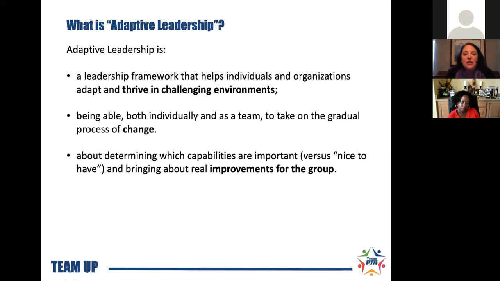So I've intentionally bolded some of the phrases here on the slides, and I'd like for you to think about whether or not the ideas of thriving in challenging environments, change, and improvements for the group seem like issues that might be important to you in your current PTA roles. Next slide.